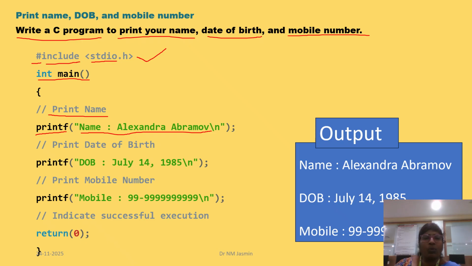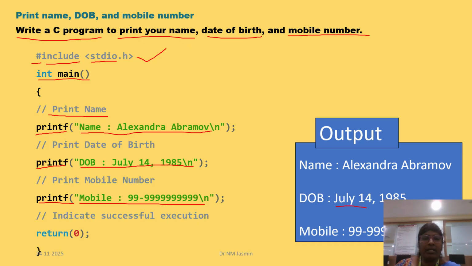Next, I want to print the date of birth. Whatever content you have taken in the double quotes is only an optional message. You can take any format, and the same will be displayed. The next print that I want in the output is printf the mobile number. Whatever content you have taken in double quotes is an optional message, so you can take any format.